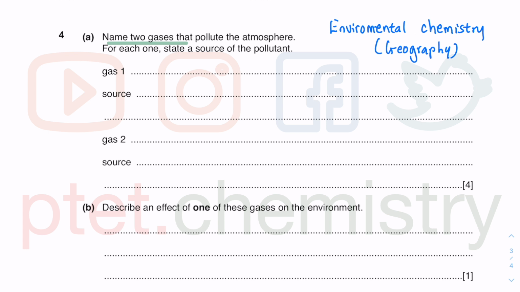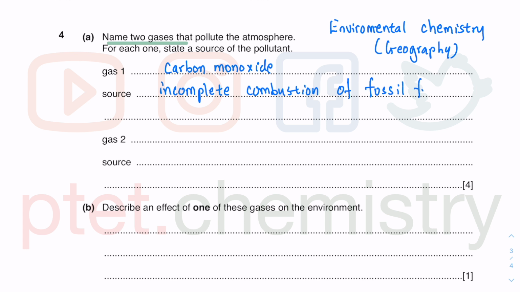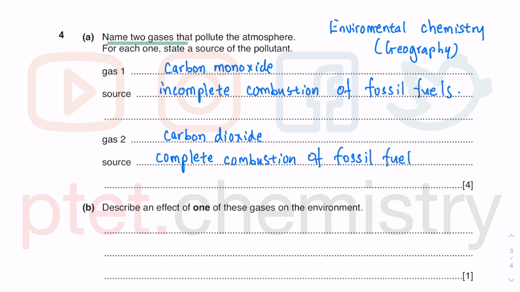I think there was carbon monoxide. Carbon monoxide is produced from incomplete combustion. Incomplete combustion means you don't have enough oxygen, so you get incomplete combustion of fossil fuels such as from your cars. Whereas carbon dioxide, you get from complete combustion. In excess oxygen, when you have enough oxygen, you will get complete combustion. You use fossil fuels in your car as your gasoline.